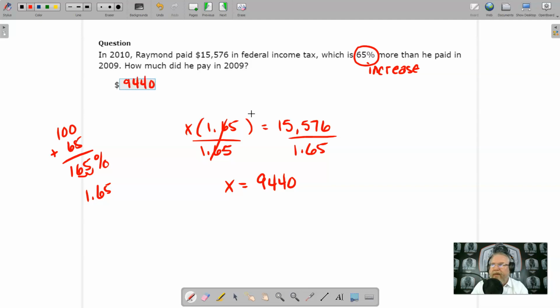So our answer is $9,440. Does our answer make sense? 9,440 increases to 15,000. A bit of a jump, right? 65% is a bit of a jump. So indeed, our answer makes sense. If I would have ended up with a number that was greater than that, I would have realized, oh, I messed up. I must have done a decrease instead of an increase. Always make sure your answers make sense.